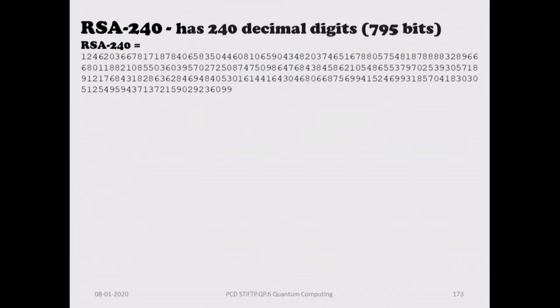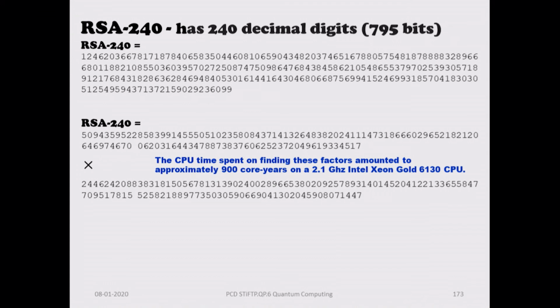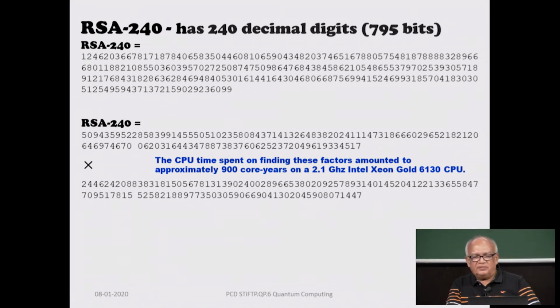Let us have a look at some others. There is RSA 240. This has 240 decimal digits. So these are the factors, and the CPU time spent on finding these factors amounted to approximately 900 core years on a 2.1 gigahertz Intel Xeon 6130 CPU. So these are some of the powerful machines, and this is the equivalent time.